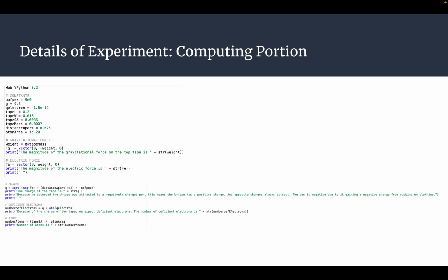The computational model was done through VPython. Here we can see the code for the constants, gravitational force, electric force, charge, deficient electrons, as well as the amount of atoms. The same formulas we saw in the calculations portion of the presentation are the same ones used in the code shown here.